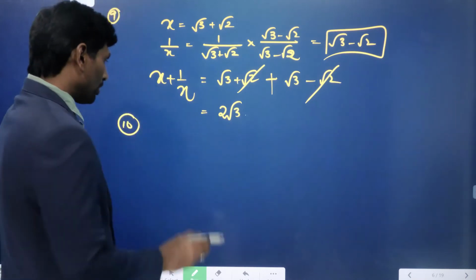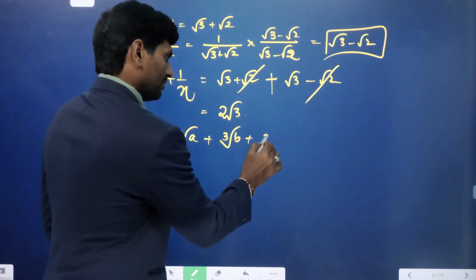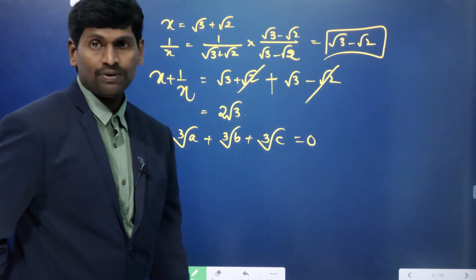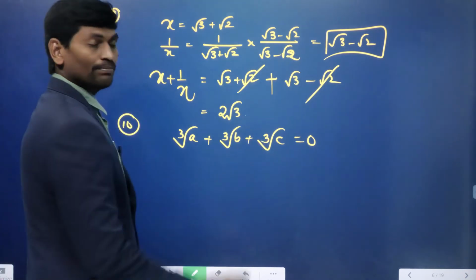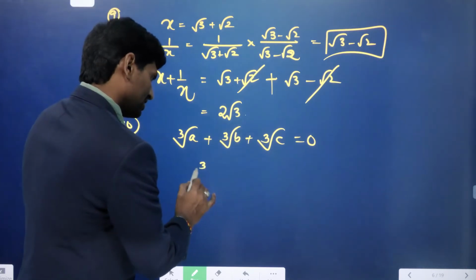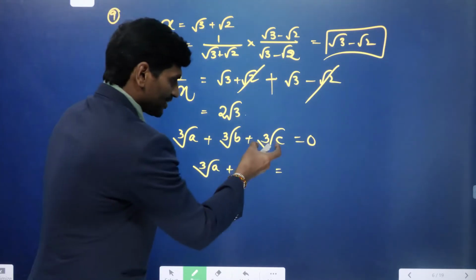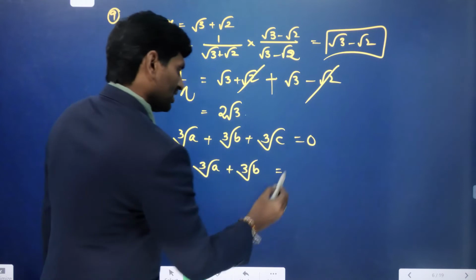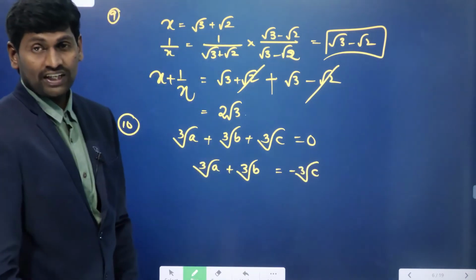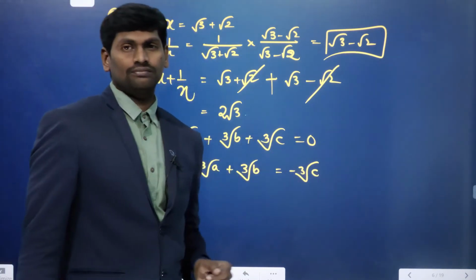Yeah, very important problem. Cube root of a plus cube root of b plus cube root of c equal to 0 is given. We need to find (a plus b plus c) whole cube. So for that I am writing cube root of a plus cube root of b equals plus cube root of c; transposing that side, that will be minus cube root of c. For getting that answer, I am just transposing one of the terms to that side.